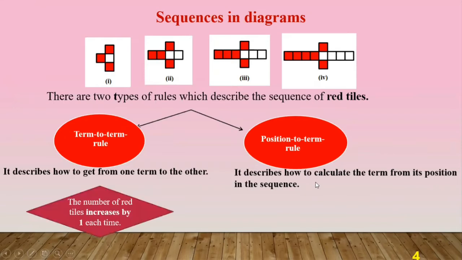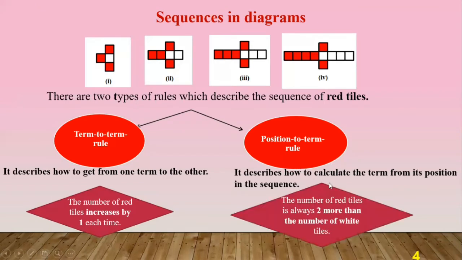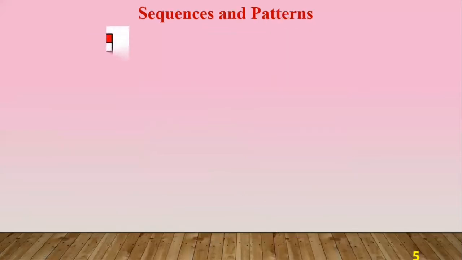Okay. Now, what is the term to term rule here? The number of red tiles is increasing by 1. And what is the position to term rule? The number of red tiles is always 2 more than the number of white tiles. So to understand how to frame the term to term rule and position to term rule, let's move on. We take the same example once again. So here you have the same pattern.